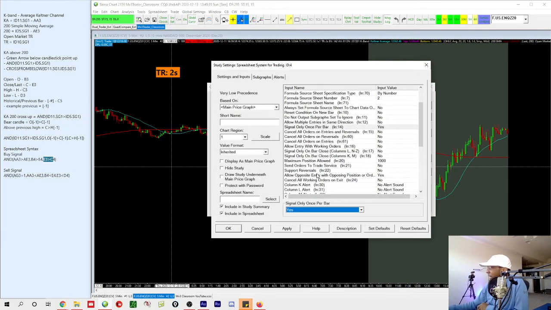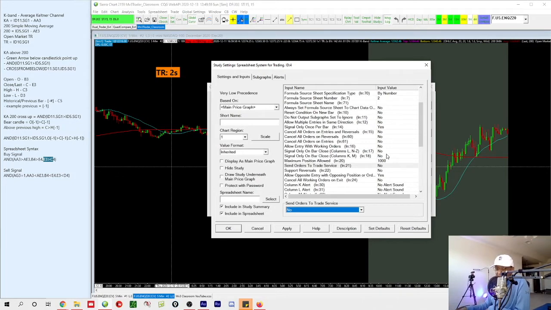Everything else, in terms of how we're getting signals and the orders, I'm going to leave at default. We're not going to support reversals. And now here's an important one: send orders to trade service. Since this is an example and we have not back tested it yet, I don't want to send this to my actual broker. So I'm going to make sure that, this is important.